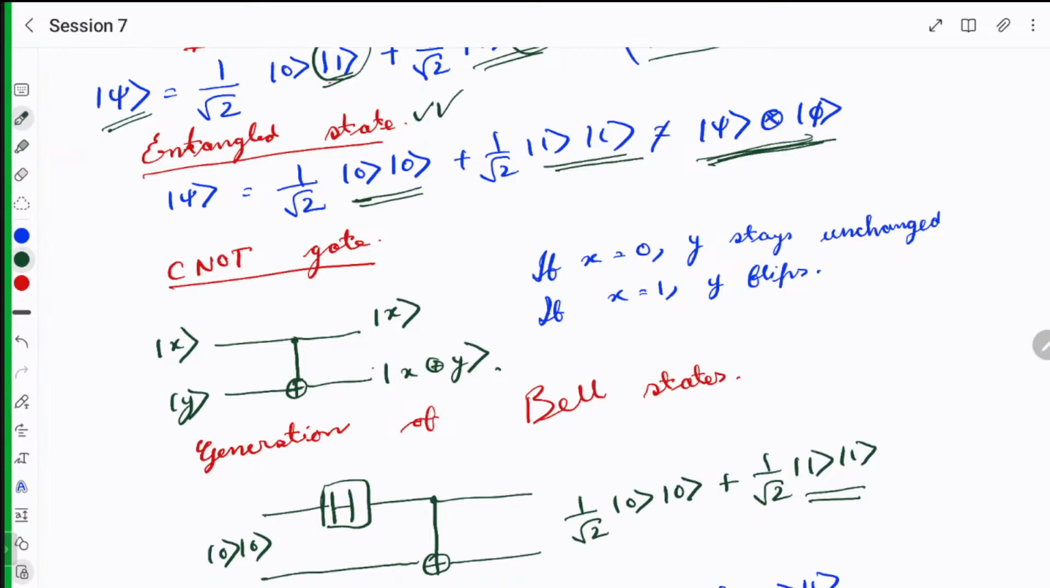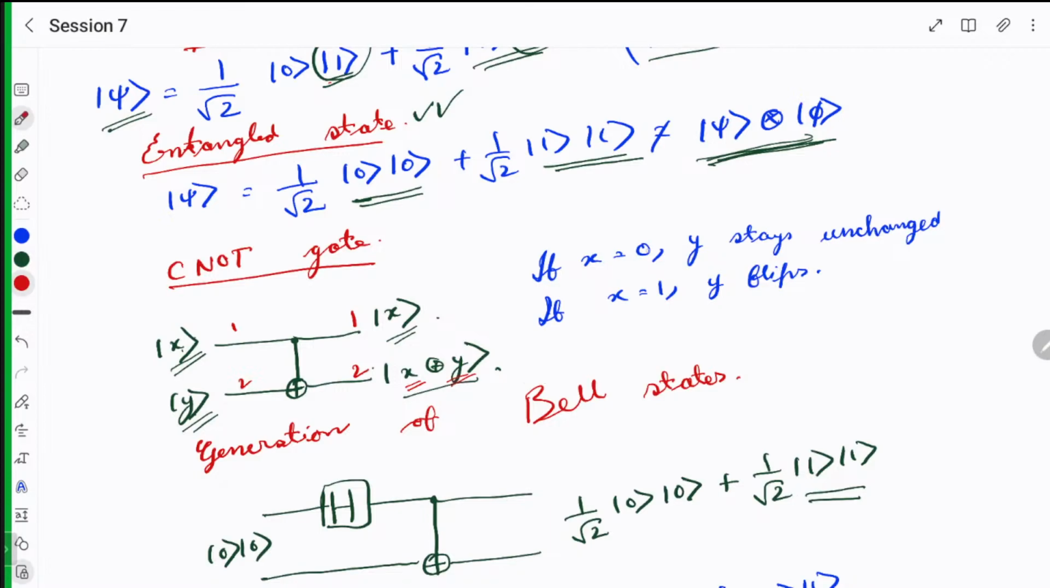So here we saw that there are 2 inputs and 2 outputs. The first input remains unchanged. If there is X and Y here, where X and Y are just ket 0 or ket 1, then in the output, let's say qubit 1 and qubit 2, qubit 1 remains unchanged, but qubit 2 becomes X XOR Y. So this is the controlled NOT gate.